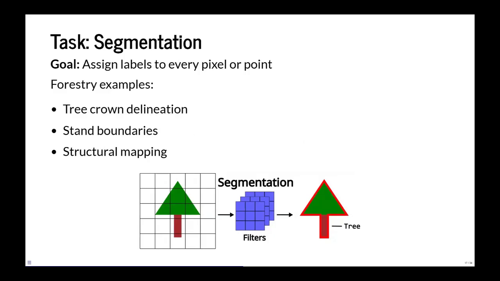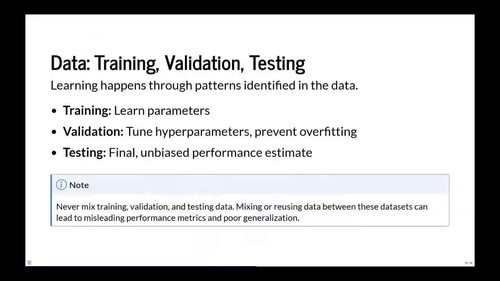Segmentation, on the other hand, the goal of this is to assign labels to every pixel or point. So in a case like this, we have tree crown delineation, stand boundaries, structural mapping, things like that. And we're trying to understand where the specific components of this image are related to the tree, for example.